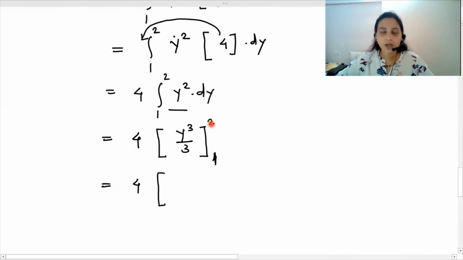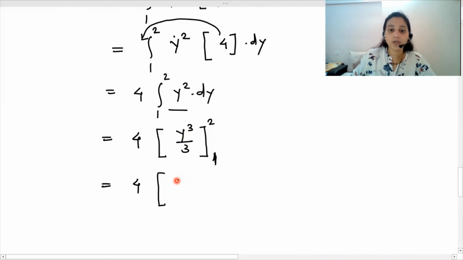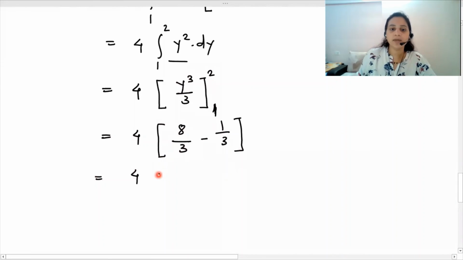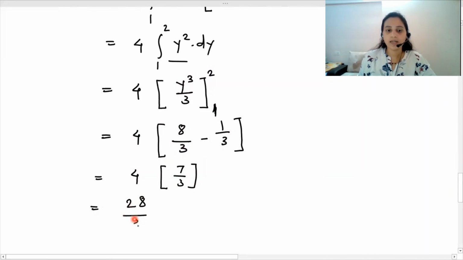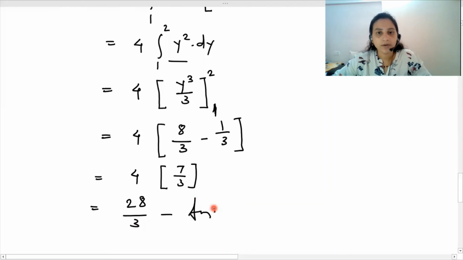Upper limit is 2, lower limit is 1. So upper limit 2, in place of y we substitute, so 2 cube, that is 8 by 3, minus 1 cube, 1 by 3, equal to 4. Next, with the same base, 8 minus 1, that is 7. So 7 by 3, and the last answer is 28 by 3, right? So this is our final answer.